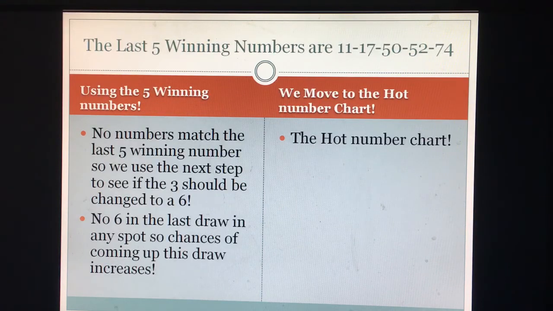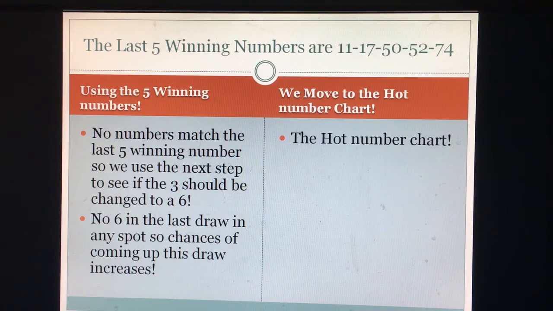The last 5 winning numbers are 11, 17, 50, 52, and 74. Using the 5 winning numbers, no number matched the last 5 winning numbers, so we use the next step to see if the 3 should be changed to a 6. So when you look at the previous numbers from the 3 and the 6 combinations you can make, none of those combinations match the last 5 winning numbers. So that means all those numbers are safe to pick.